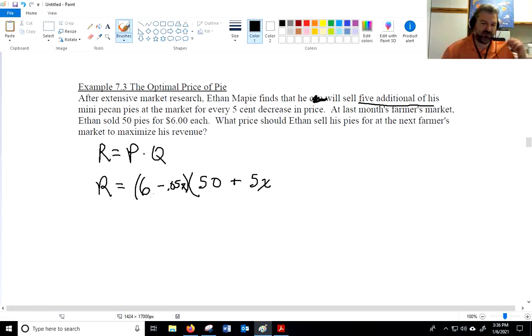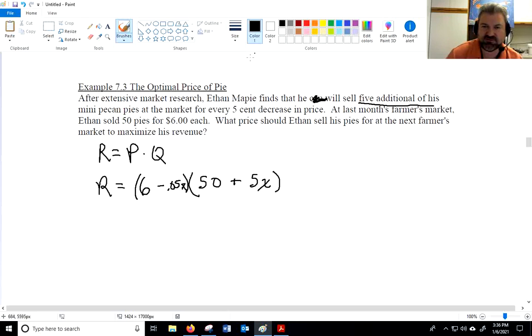So we see that for every price change X, the price of the pie goes down by 5 cents and the number of pies goes up by 5. If you prefer to let X be quite literally a 1 cent price drop, then you need to do some kind of analysis there to get to change the 5 into like a percent change.